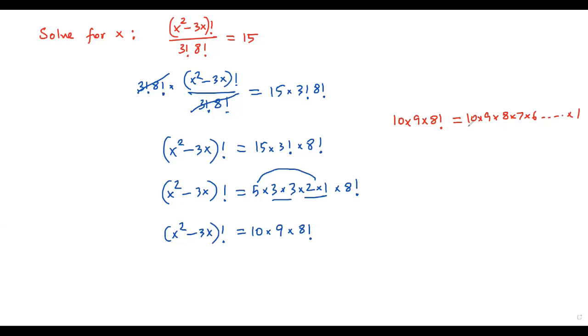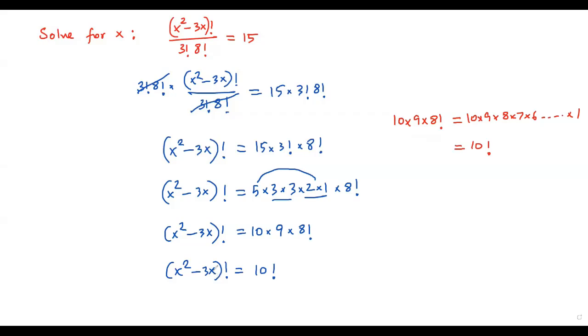Actually, what do we have over here? We have numbers from 10 to 1 in descending order, and all of them are multiplied. Actually, it is equal to 10 factorial. So the simplification of this expression, 10 times 9 times 8 factorial, equals 10 factorial. So I can plug in this 10 factorial for this expression over here. Let me do this. (x square negative 3x) factorial equals, for this we can write 10 factorial.